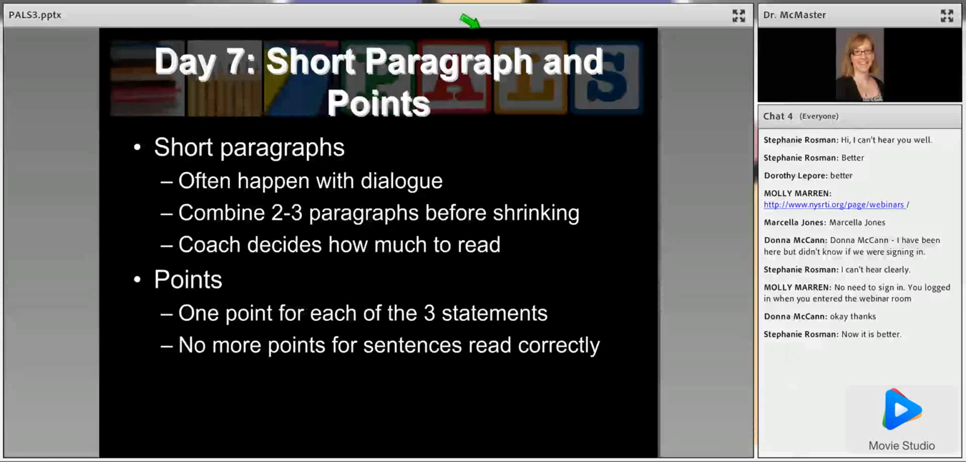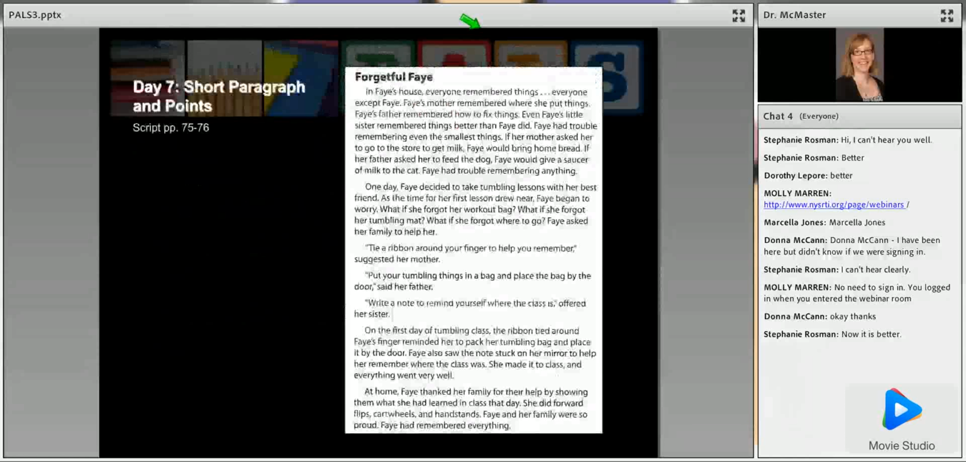They also learn about points, so they're no longer writing or marking points for each sentence. Now they're going to mark 1 point for each of the 3 statements: the name the most important who or what, the most important thing, and the 10 words or less. They get to practice that with this text called Forgetful Fae. This is also in the manual and available to be printed out, so students have copies of it.